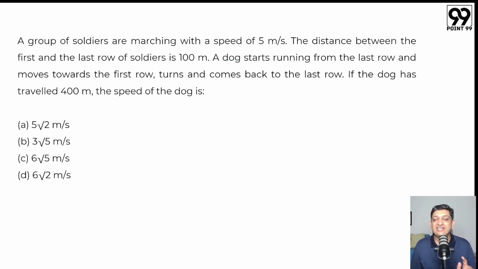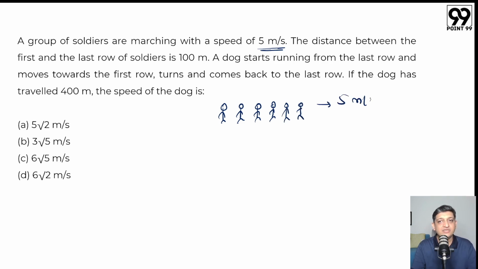This is again a very interesting question, slightly difficult, you might think about it. So try this out and then have a look at the solution. Now, a group of soldiers are marching with a speed of 5 meters per second. So let's say this is the group of soldiers. Of course, you are not expected to draw this during the test, but let's say this is the group of soldiers. They are marching at a speed of 5 meters per second.